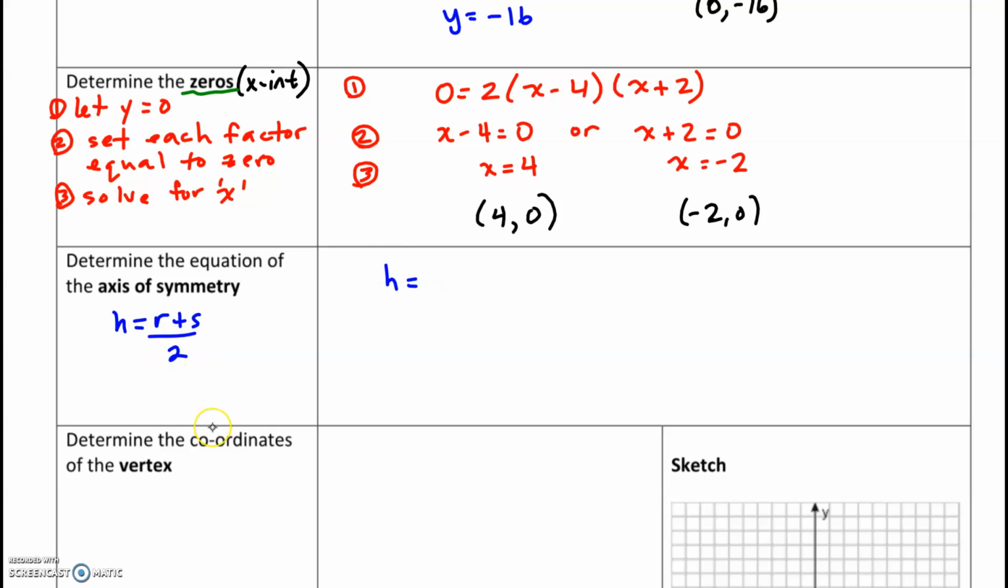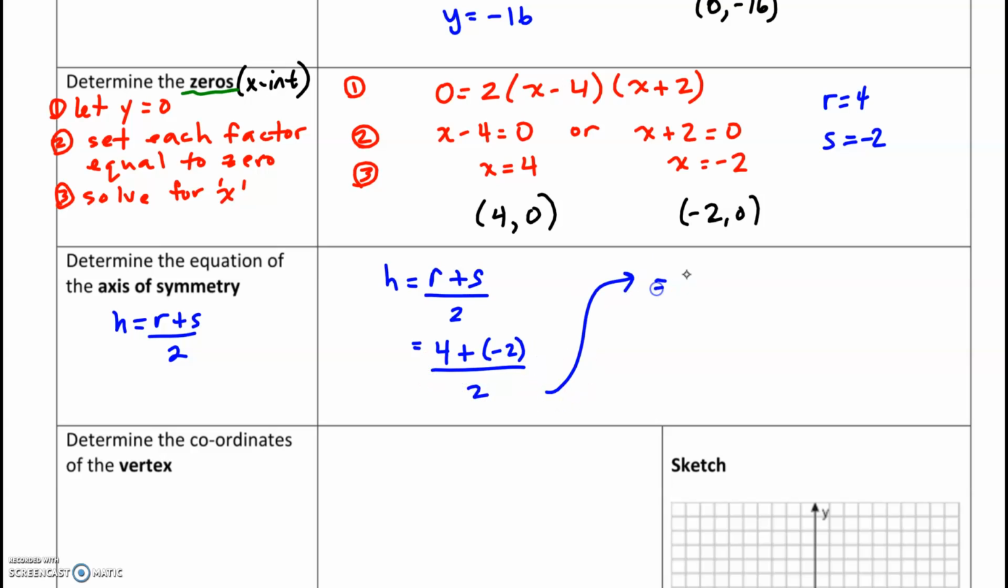So the question is, what is r and s? R and s are the zeros that we found here. So we know r would be 4, s is negative 2. So that's what we sub in. So we write our equation first. It's going to be 4 plus negative 2 divided by 2. So we know 4 plus negative 2 is going to be 2 divided by 2, which is 1. And then we go ahead and we write that. It's the equation of the axis of symmetry, so we write it as x equals 1.